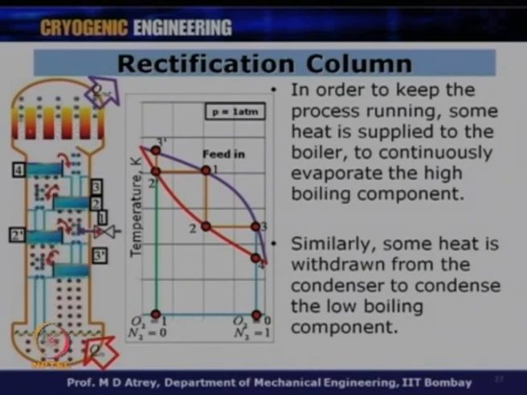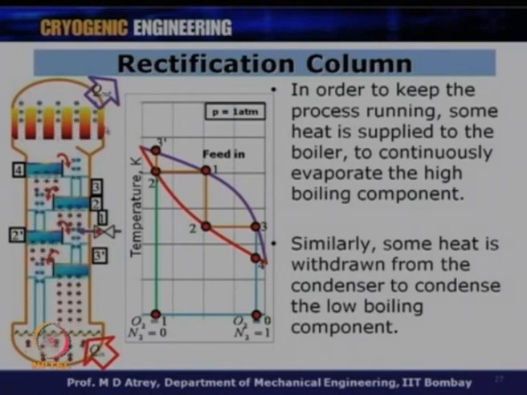So, for condensation to occur effectively, I will have to take some heat out, which is Q out, depicted at this point at the condenser. So, similarly, some heat is withdrawn from the condenser to condense the low boiling component, and it is in this way that the rectification column would function ideally.